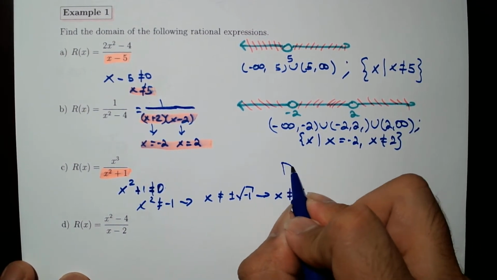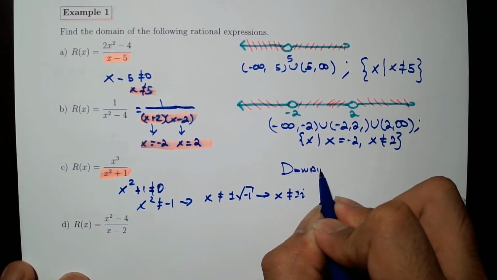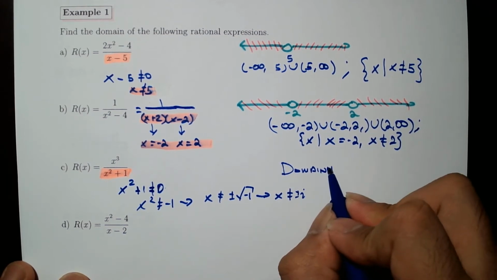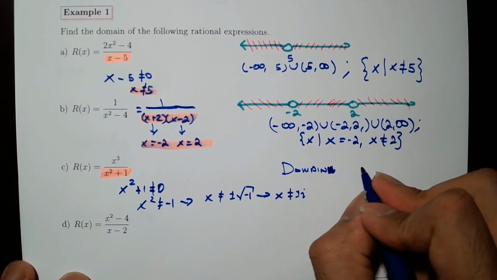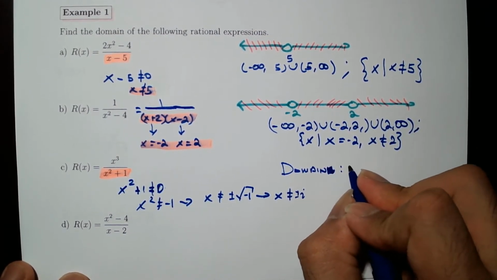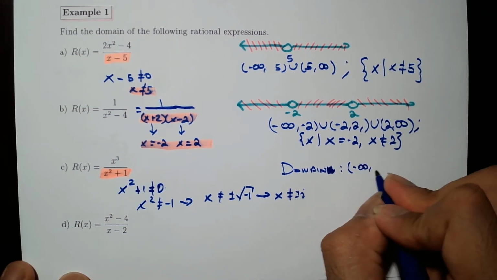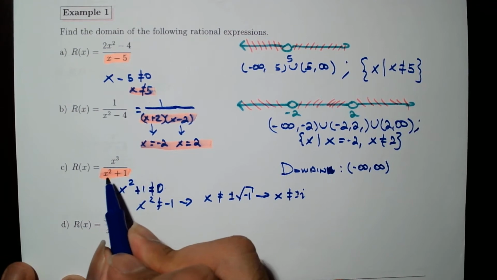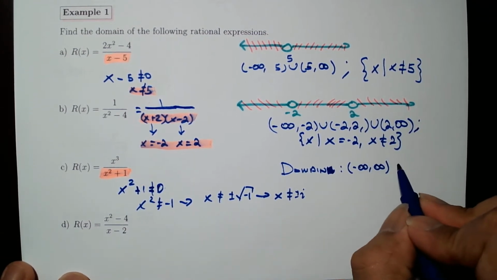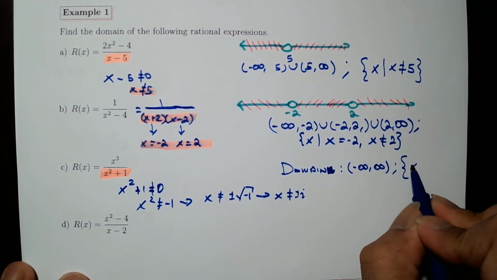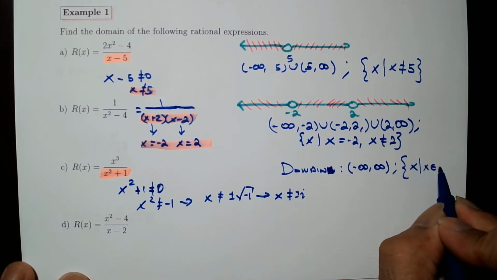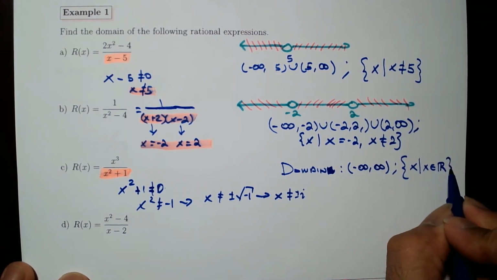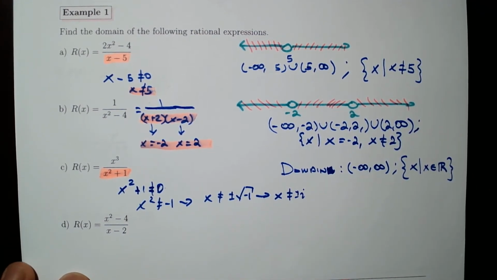So the domain for this function will be all real numbers. If you plug in any number in the denominator, it's never going to be 0. The alternative is x such that x belongs to the set of all real numbers.